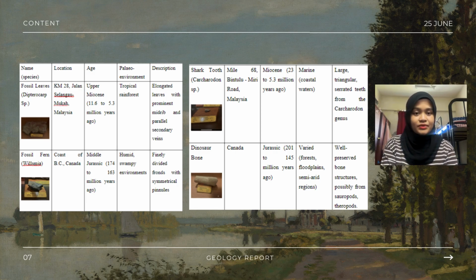secondary veins. Next, we have a fossil fern from the Wilsmia genus. It is located at the coast of BC, Canada. The age is Middle Jurassic, 174 to 163 million years ago, and it is from a paleo environment of humid, swampy environments, and it has finely divided fronds with symmetrical pinnules.